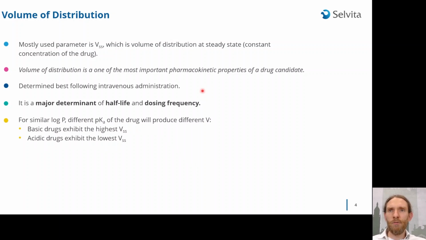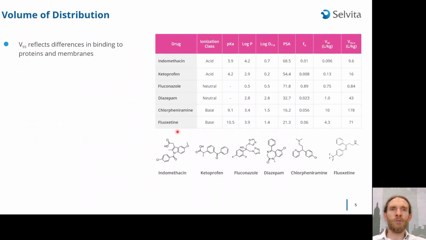For similar lipophilicity, the ionization state of the drug will be the most important parameter that will affect volume of distribution. So for basic drugs, we'll see the highest volume of distribution, and for acidic drugs, the lowest. Let's move to the exact examples. We have 6 drugs: indomethacin, ketoprofen, fluconazole, diazepam, chlorpheniramine, and fluoxetine. For all of these drugs, we have pKa, log P, log D, fraction bound in plasma and volume of distribution.